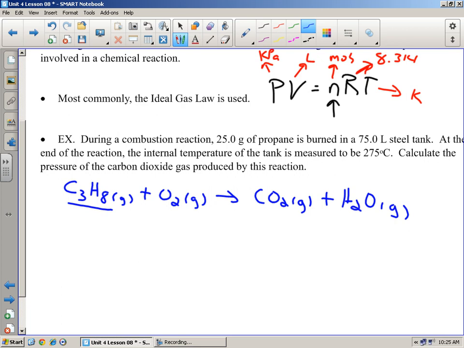3 carbons, so let's put 3 carbons here. We got 8 hydrogens, so let me put a 4 there, for 4 times 2 is 8 hydrogens. And on the right-hand side, I got 6 and 4, so 10 oxygens. And on this side here, I need 10 oxygens as well.